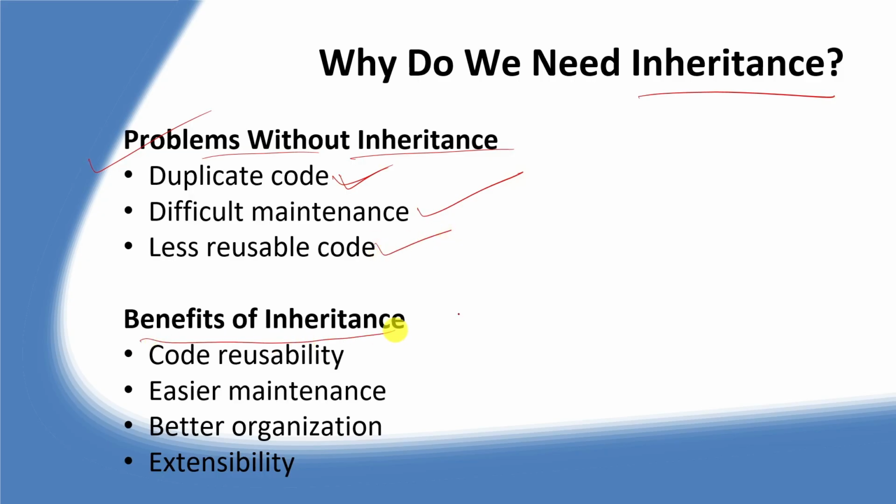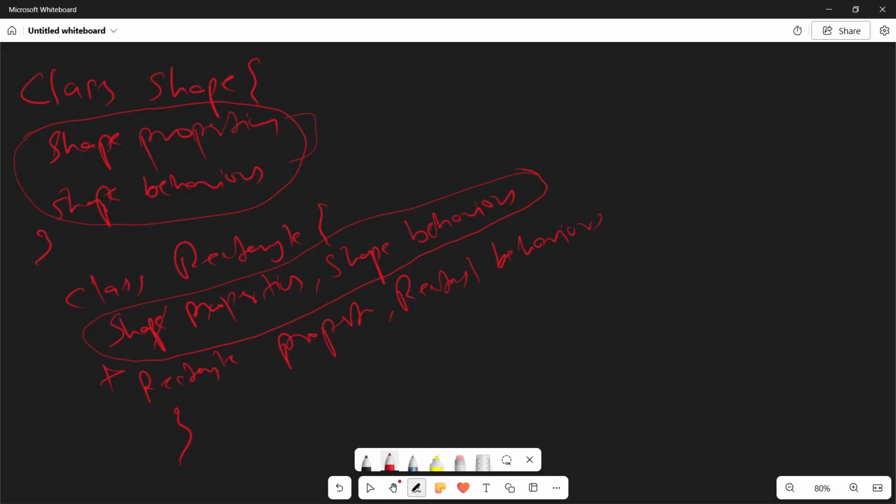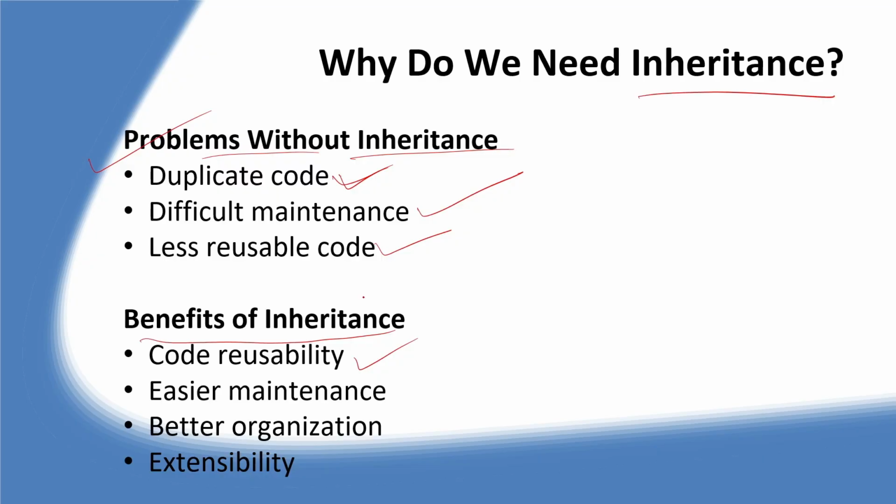And what are the benefits of inheritance? Code reusability. What will we do if we use inheritance? We will not define this here. This thing will not be available. We only need to add one line, extends Shape. That's it. So this code will automatically be available to Rectangle. We don't need to define it again inside the Rectangle class. We only define the additional things. So, code reusability.